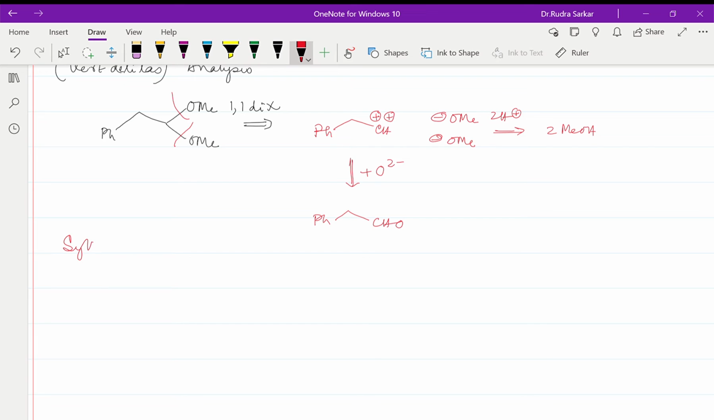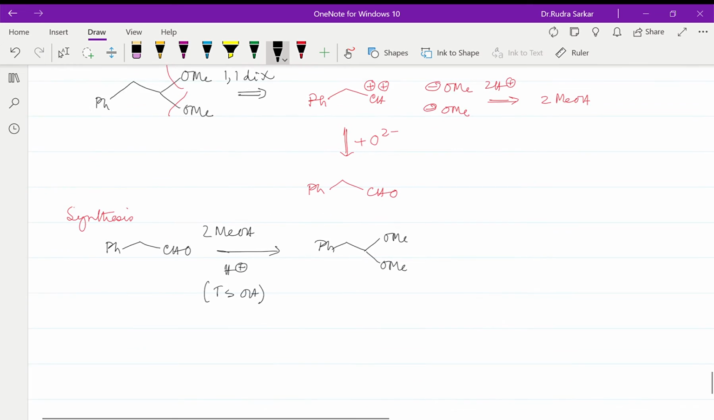Now if we do the synthesis over here, then what we will say, PhCH2CH2CHO, and we are basically joining the MeOH in presence of proton coming from tosic acid, and that will give us our corresponding acetal.